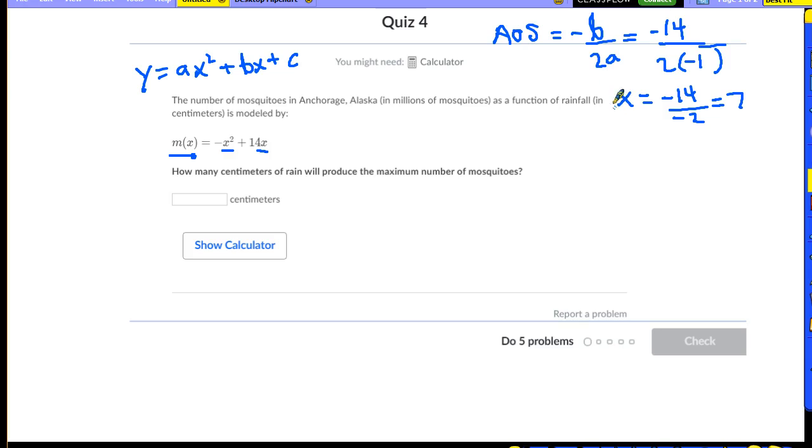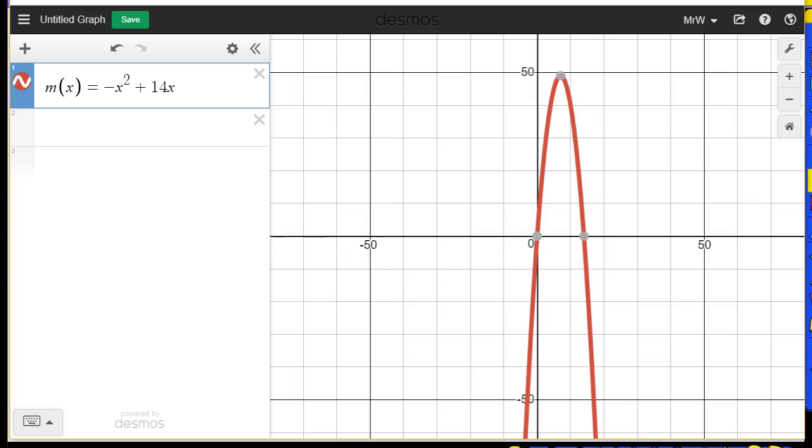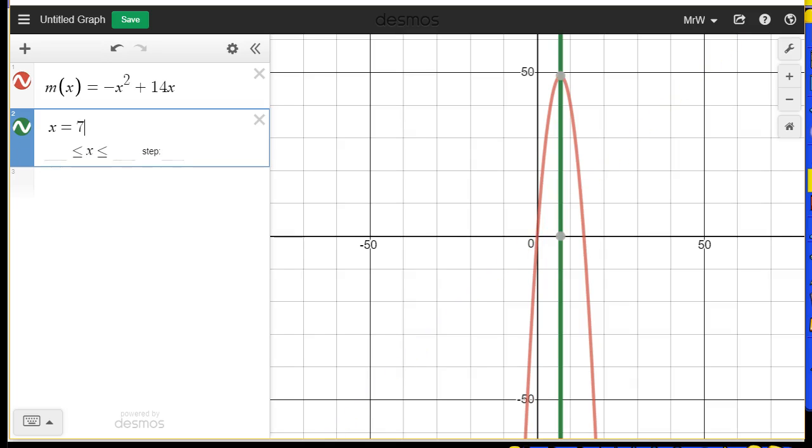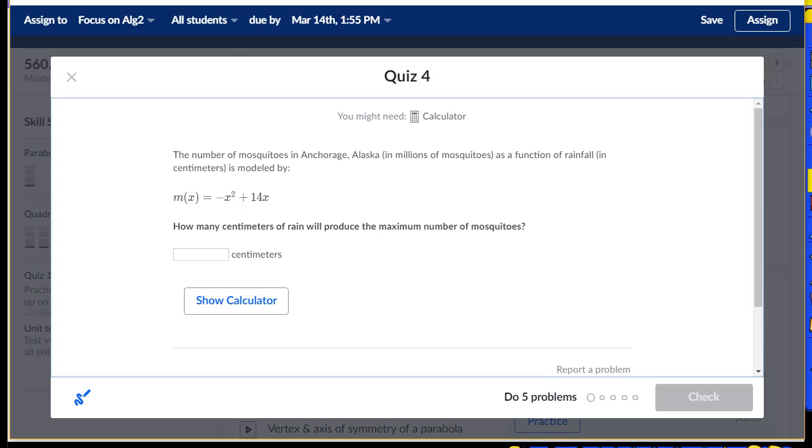And if we had to draw the AOS on our graph, since we found it was 7, I'll do x equals 7. I'd like to point out that it is a vertical line that goes directly through the vertex. Now, if we take that x value and we plug it in here, whatever we get for y will be our maximum number of mosquitoes. And again, remember that the y value is measured in millions of mosquitoes, so it's more than just a few mosquitoes. Okay, let's do the math.